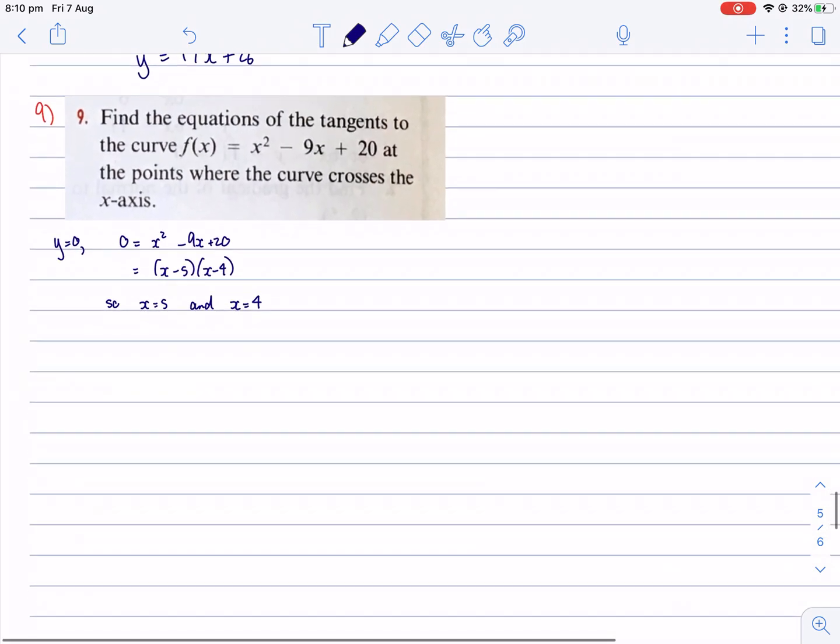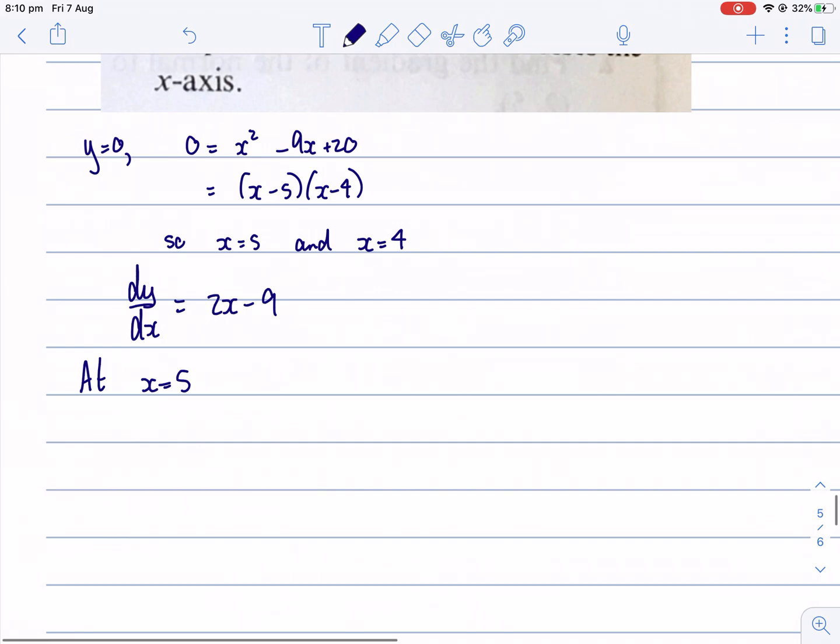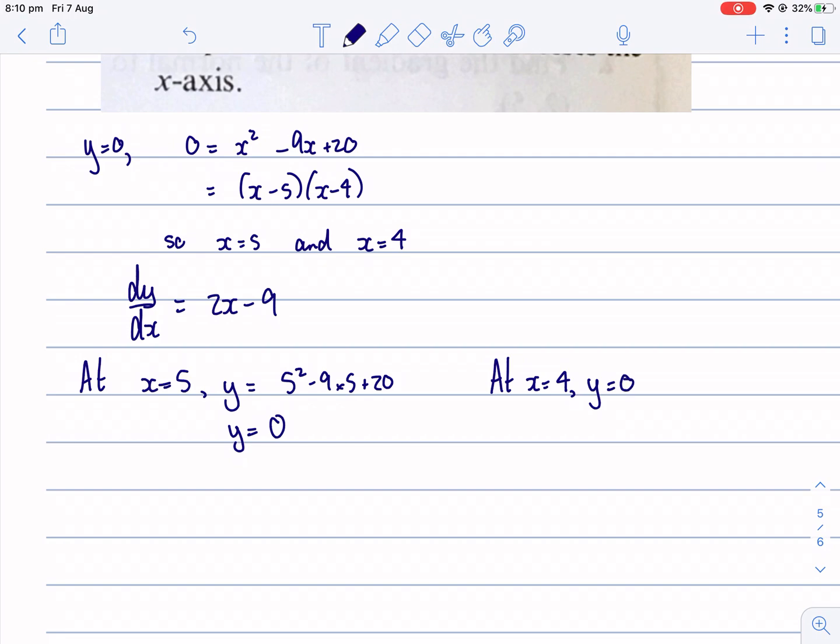So we need the tangents at those points. We need dy/dx first. That's going to be 2x take 9. At x equals 5, we want the equation of the tangent. y equals 5 squared take 9 times 5 plus 20, 0. Oh, of course, y equals 0. At x equals 4, y equals 0, because it's the x-intercepts.